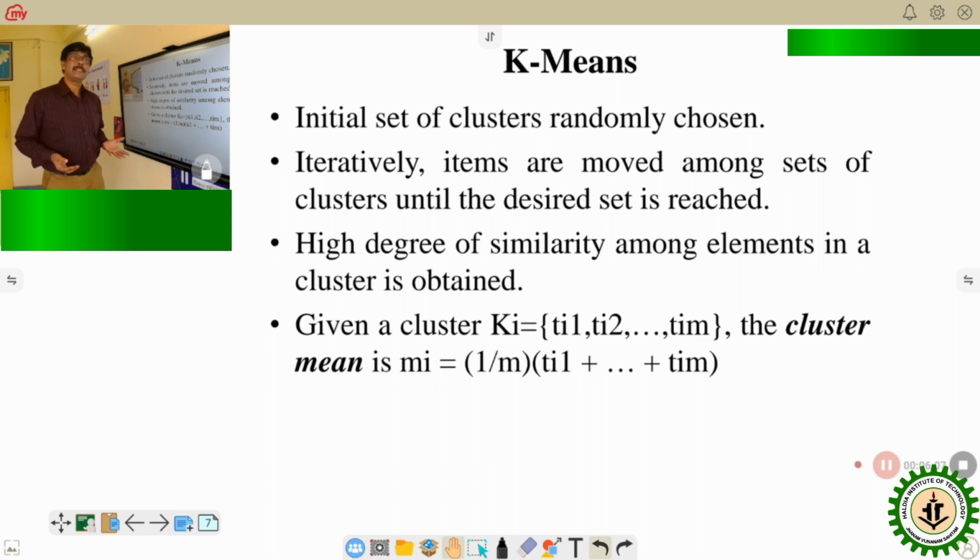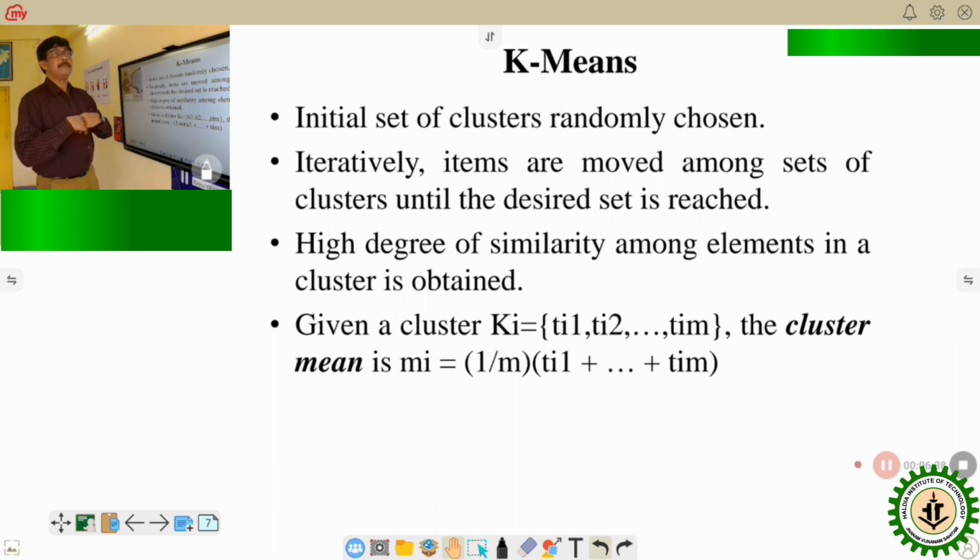What is the desired set? It means that at one stage there is no change of clusters. Even if you change the cluster head, the objects belonging to all the clusters will not change. That means one data point cannot move to another cluster. So a high degree of similarity among elements in a cluster is obtained.